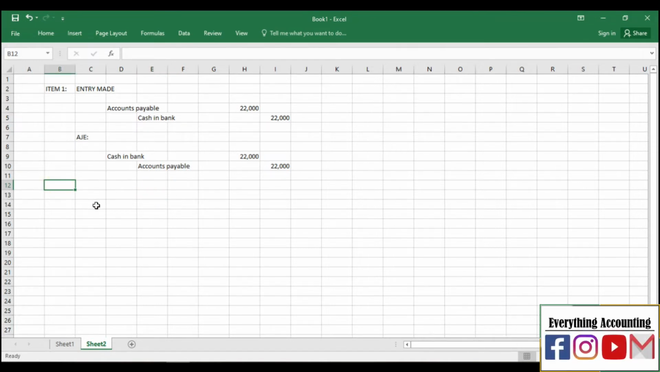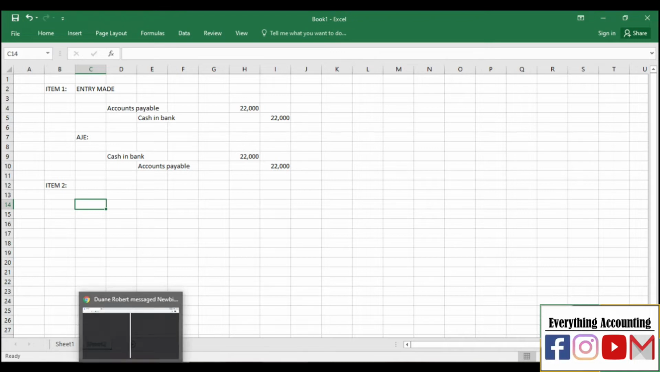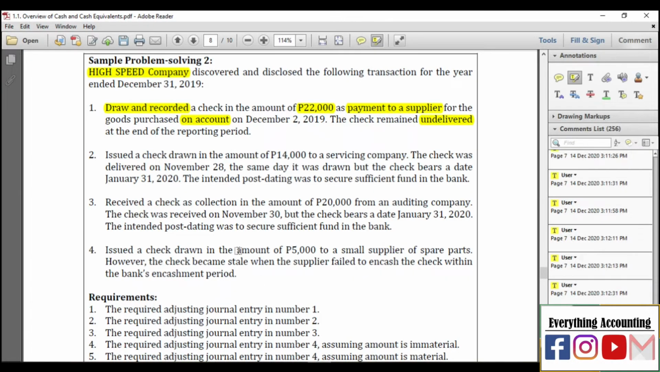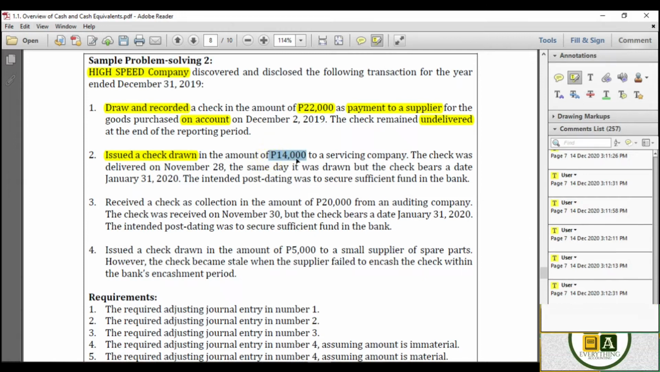Okay? Now, let's proceed dun sa item number 2. Ano naman yung scenario sa number 2? Sa number 2, sabi niya, issued a check drawn in the amount of 14,000 to a servicing company. The check was delivered, no problem. Na-deliver pala. It has been delivered on November 28. Kailan na-deliver? Sa November 28.